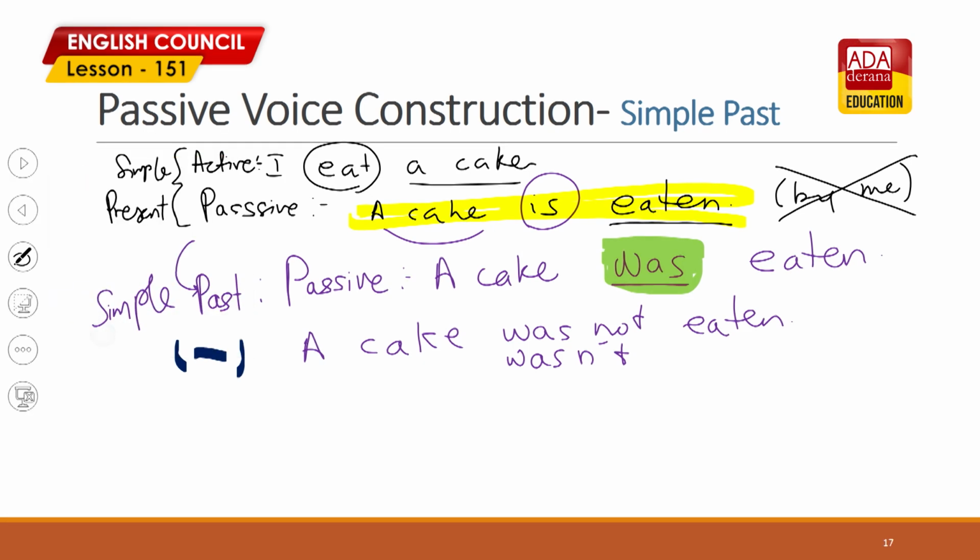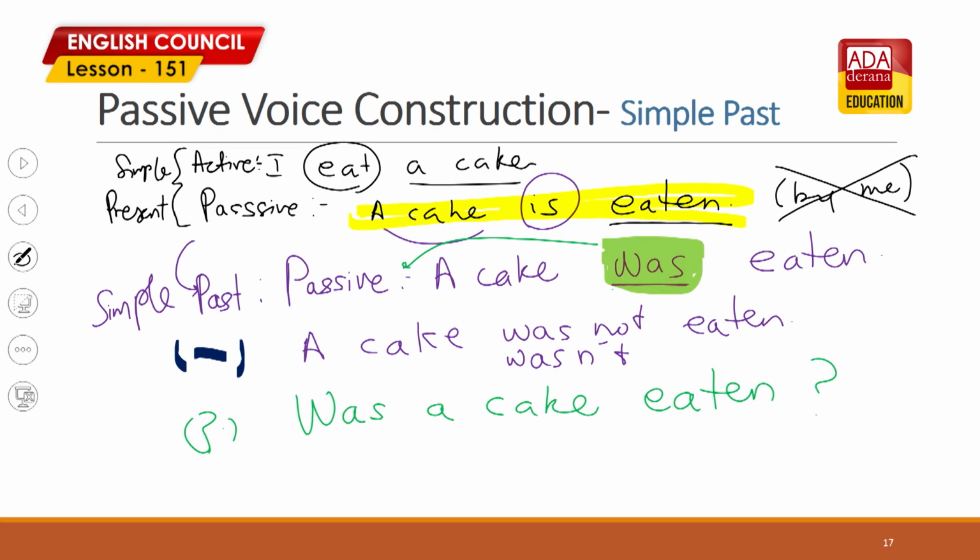Okay, let's take the question. If we bring this in front in the positive sentence, you get the positive question. What is it? Was a cake eaten?